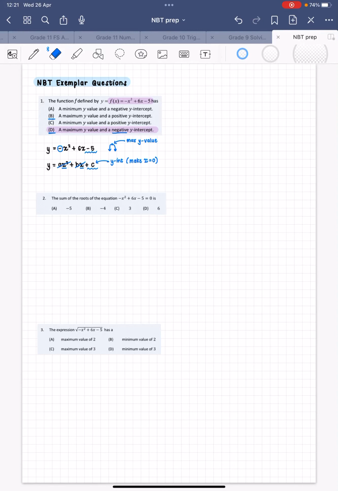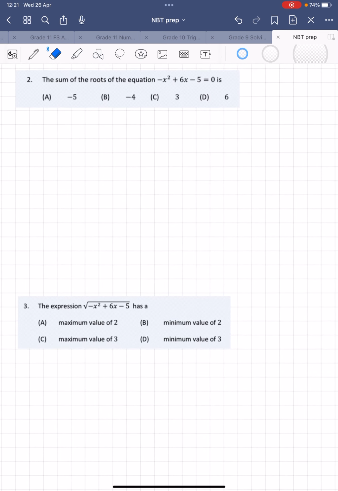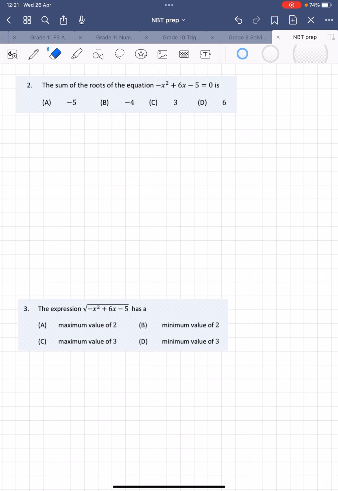These questions are available on the NBT website and I have already done the first question. I will link that video down below. Today we're doing question 2, which is asking us to find the sum of the roots of this equation. They've given us 4 options, but we are going to work out what the sum is and then we are going to select the correct option.